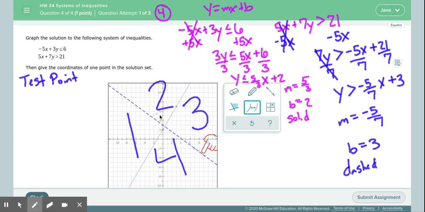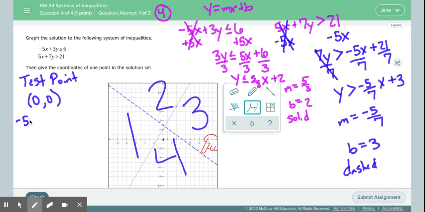So pick any point that you want from any of these 4 regions. It does not matter which one you use. Probably one of my most favorites, and again, as long as it's not on a line, it's okay to use. One of my most favorites is 0, 0, the origin. So here 0, 0 in this example is in region number 4. So I'm going to plug this into my first inequality. I always go back to my originals.